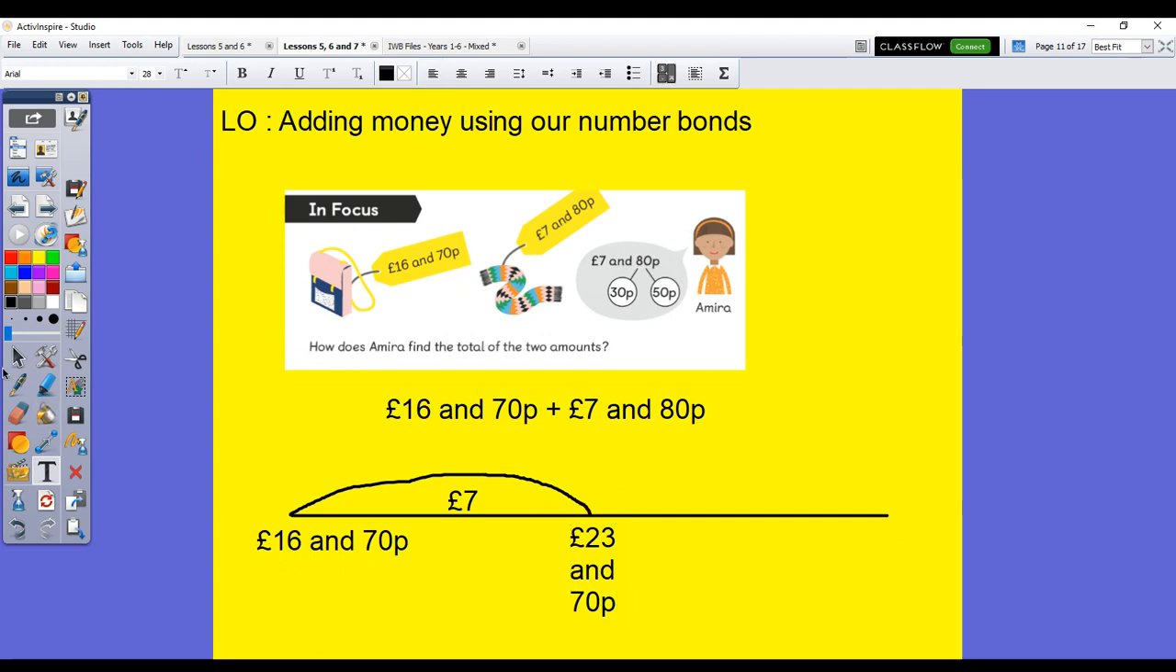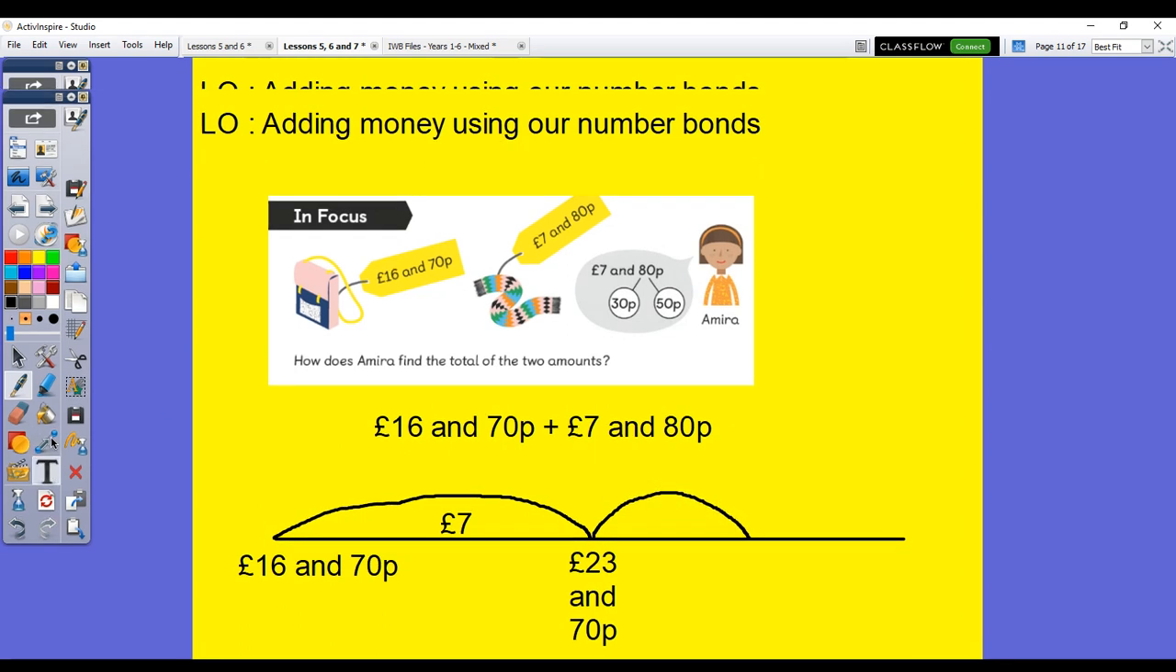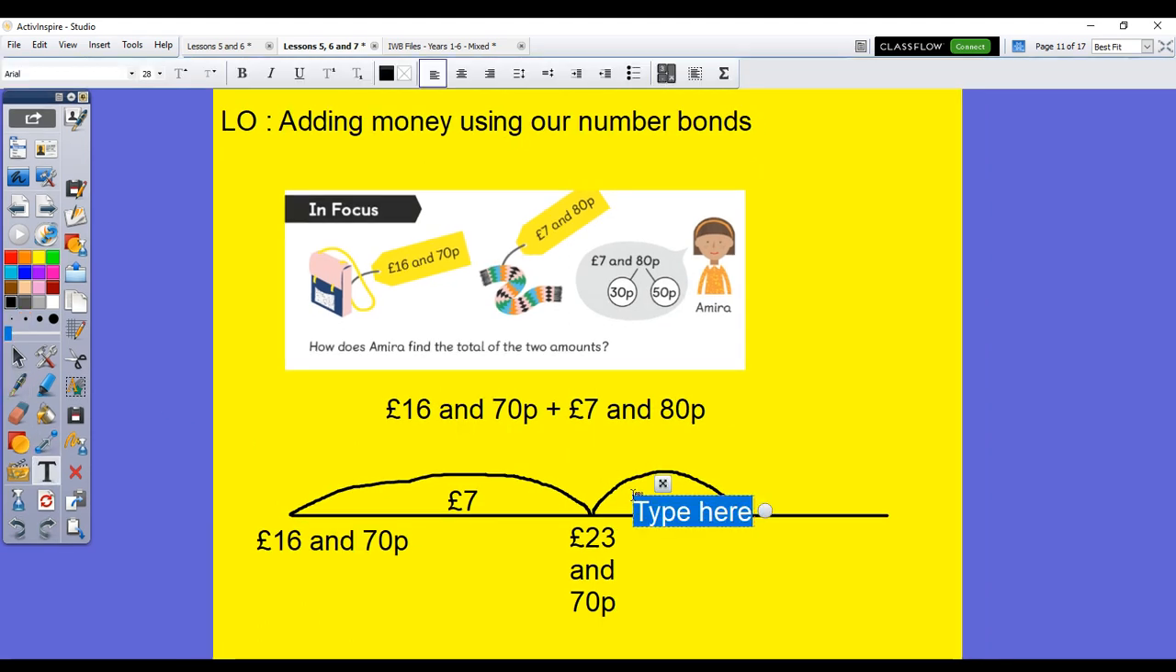Because 70p plus 30p, which she's partitioned it into, is going to equal a whole pound, okay? So 70 plus 30, 70, 80, 90, 100, which you know. So that's another pound. So £23 and 70p plus 30p is going to equal £24.